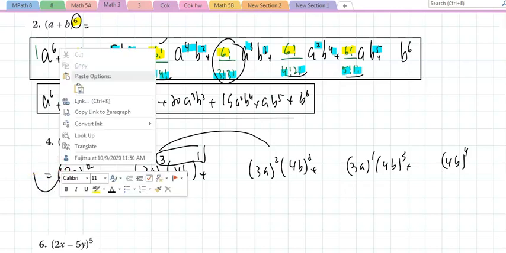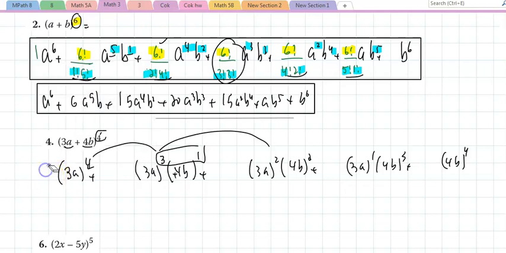Now, that's the easy part. The hard part is the coefficients. We need to know what numbers go in. Well, I know the easy ones. This is a 1 and this is a 1. That's not a problem. What's going to go there? What's going to go there? What's going to go there? I could do Pascal's triangle, but it's not as simple.